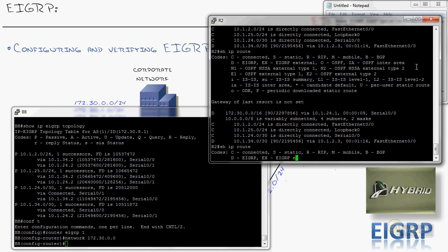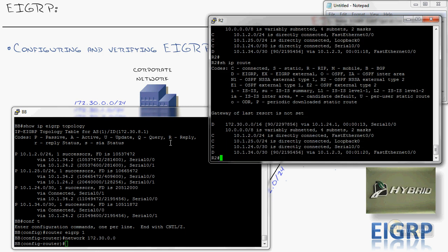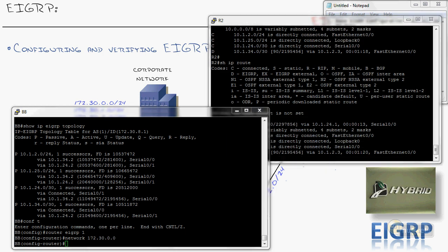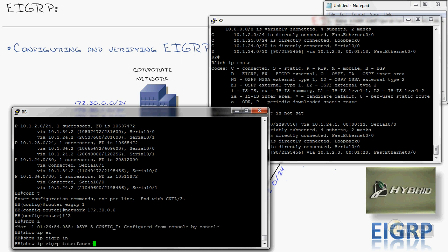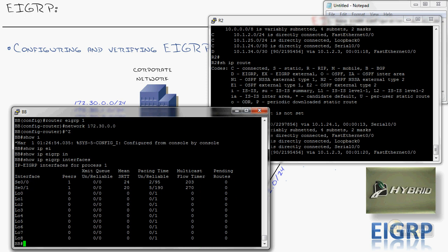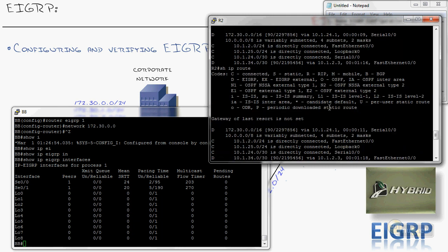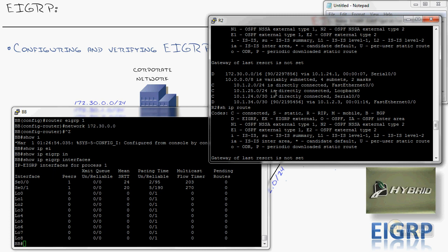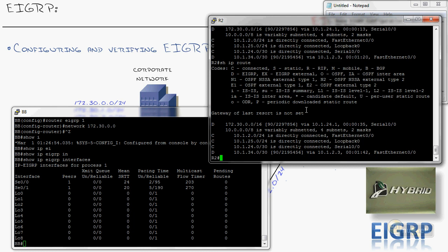I'm waiting. Where's my update? Where is my update? 172.30. Did I do that? Hang on. Let's shoot over here and do a show IP EIGRP interface. It's usually pretty quick. No, they're all there. Oh, was this there the whole time? I was missing it. I've been hitting the up arrow. There it is. There it is. There it is. I'm like, where are they? What just happened there? Yes, you.